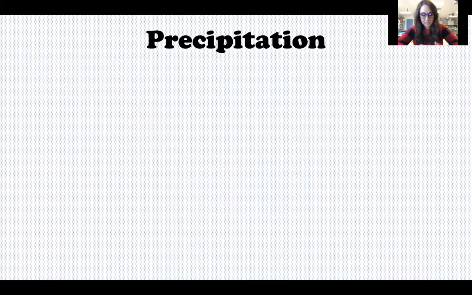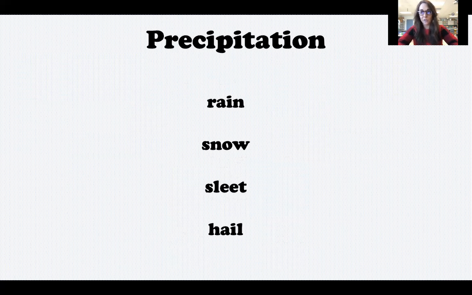And then the last component or part of weather is this word precipitation. That's kind of a big word, but you have hopefully heard it before in first grade and kindergarten. And precipitation is water or ice that falls from the clouds. There are four main forms of precipitation. There's snow, rain, sleet, and hail.